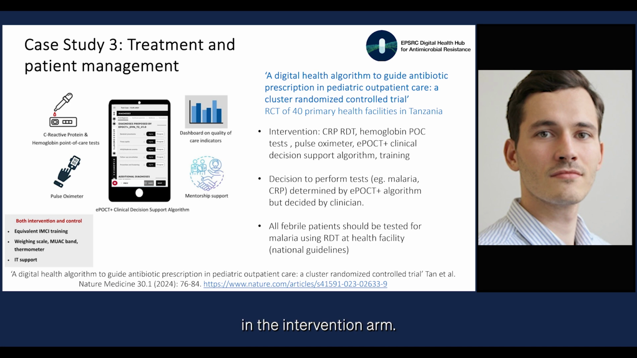In the intervention arm, the intervention that was provided was CRP rapid diagnostic tests, hemoglobin point of care tests, a pulse oximeter, and this electronic point of care testing plus clinical decision support algorithm, as well as training and mentorship, which allowed clinicians to be guided by these additional tests in order to understand whether or not they should be prescribing antibiotics and other clinical decisions. So this is represented here on the left-hand side where we have our CRP RDTs, our pulse oximeter, and this digital interface where you're able to input patient information, the result from tests, and have an output decision of whether or not you should be prescribing antibiotics.